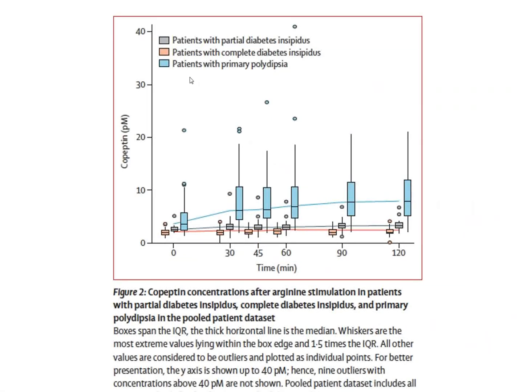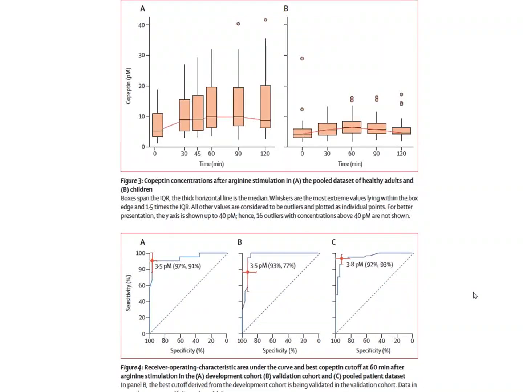So again, in patients with partial diabetes insipidus, complete diabetes insipidus, and primary polydipsia, the copeptin levels after arginine infusion were effective in the primary cohort as well as in the secondary cohort, indicating that this test might even be better than infusing hypertonic saline in order to make this diagnosis.